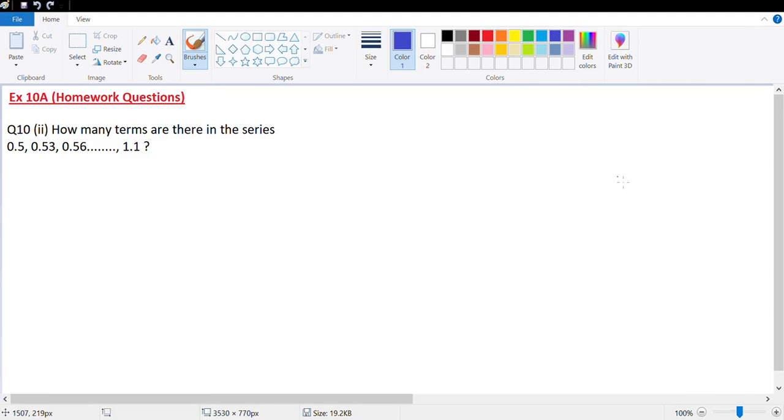Hi guys, let's look at the homework questions of exercise 10a. But before we start, let's revise the concepts that we've done in this chapter.